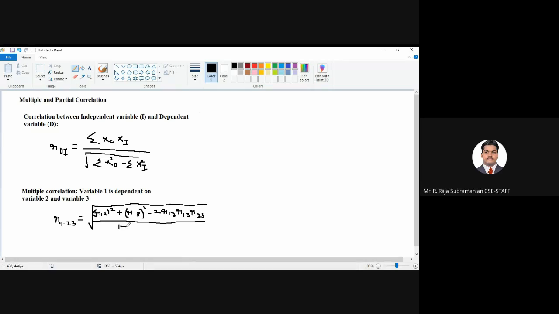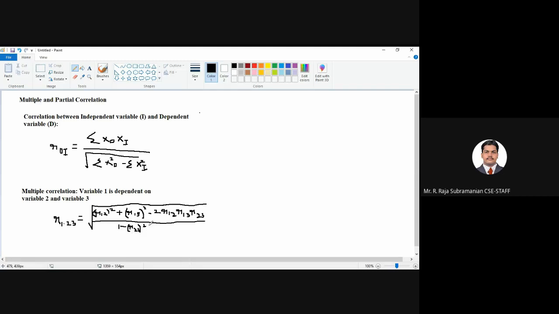By seeing the formula itself, it is very clear what we are actually doing. We are taking the squared correlations of R12 and R13, summing up those squared correlations, and subtracting the correlations between 1, 2, 1, 3 and 2, 3. The individual linear correlations I am separating, and everything is normalized by 1 minus R23 whole square.